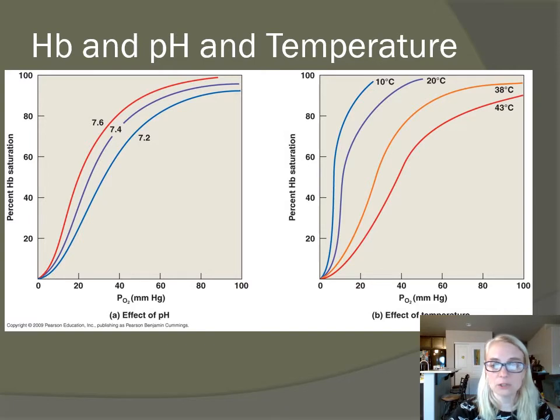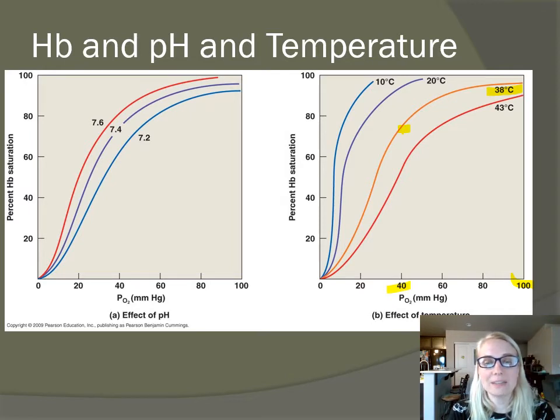Now, if we were to take a look at temperature, we can see some similarities. Our normal body temperature is 38 degrees. And so that orange line is our normal hemoglobin saturation curve. So at 100 partial pressure, we're about 97% saturated. At 40 partial pressure, we're about that 75% saturated.